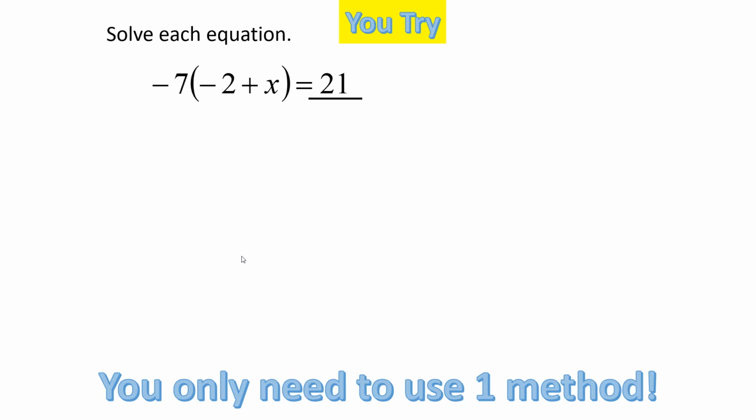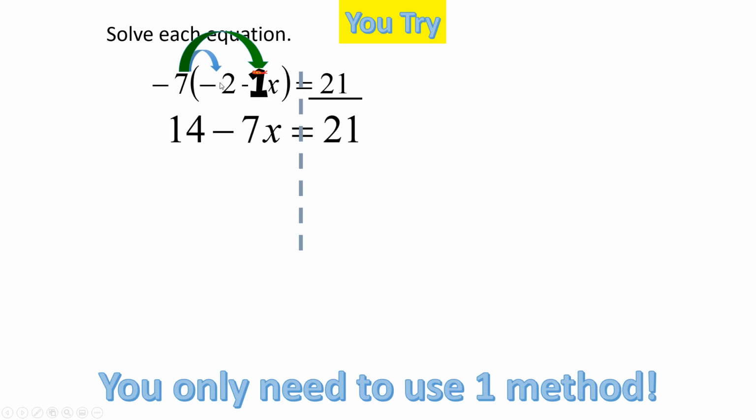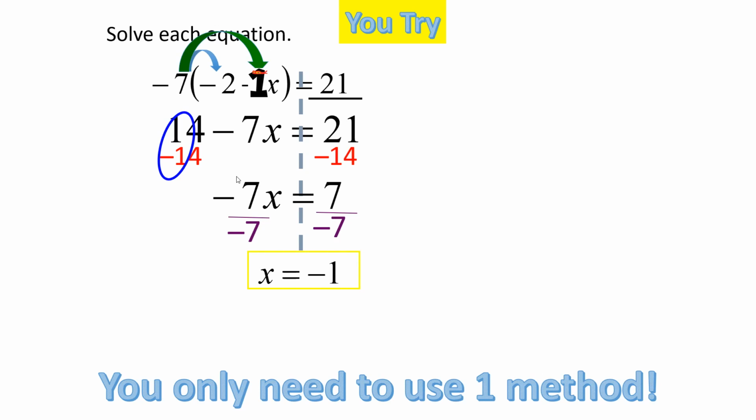Okay, please try this one. So if you use the first method, you're going to be multiplying both of these by a negative 7, and I added in the Ninja 1 here. It's a plus x, so we're going to have negative 7 times negative 2, positive 14, and negative 7 times positive 1, negative 7x. Need to get rid of this one first, so subtract 14 on both sides. Don't drop the negative here. This is a negative 7x. So here we're going to have to divide by a negative 7, and the answer is x equals negative 1.